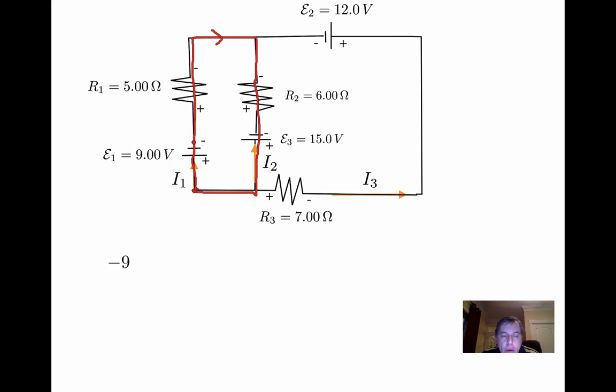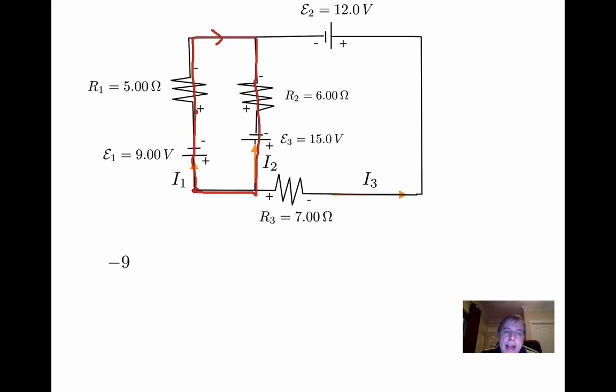When I set up the equation, I won't bother writing all the sig figs, like 9.00, I'll just write 9, and we don't have to write the units. It will just make the equation simpler. So instead of writing minus 9.00 volts, I'll just write minus 9. So I have minus 9 here.